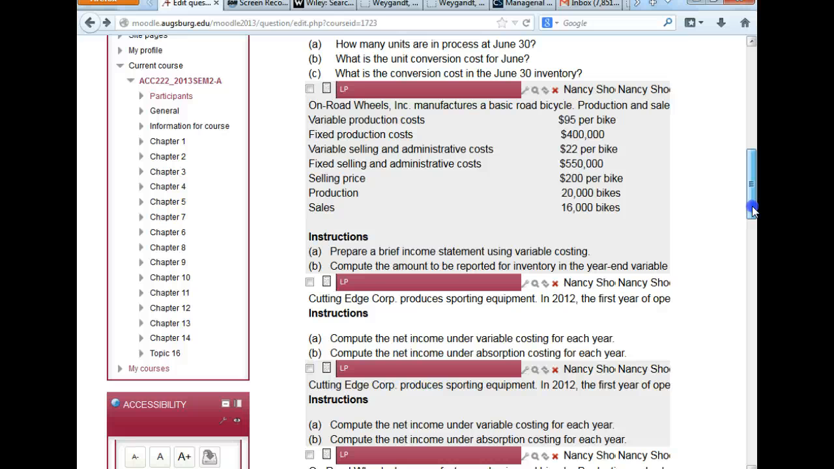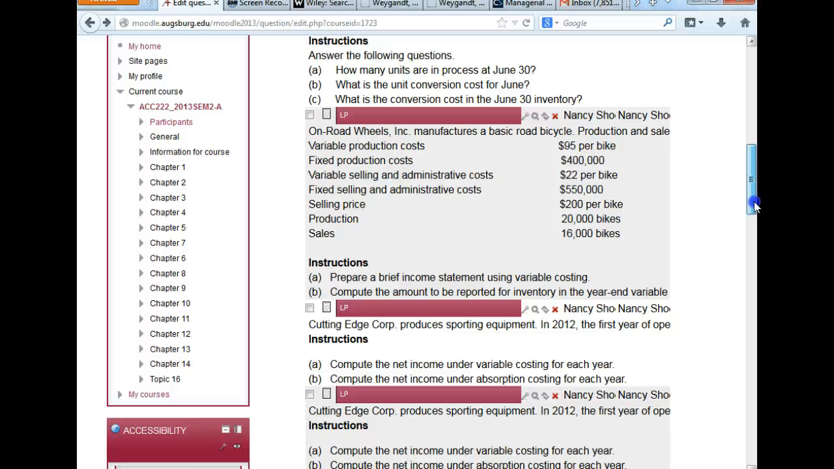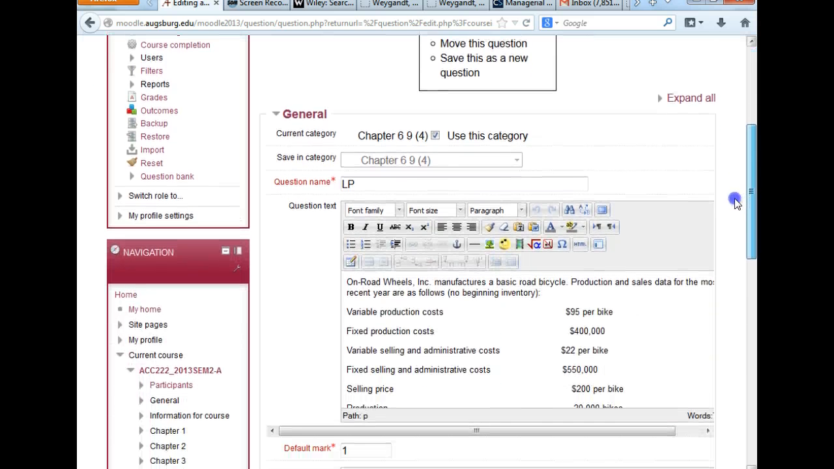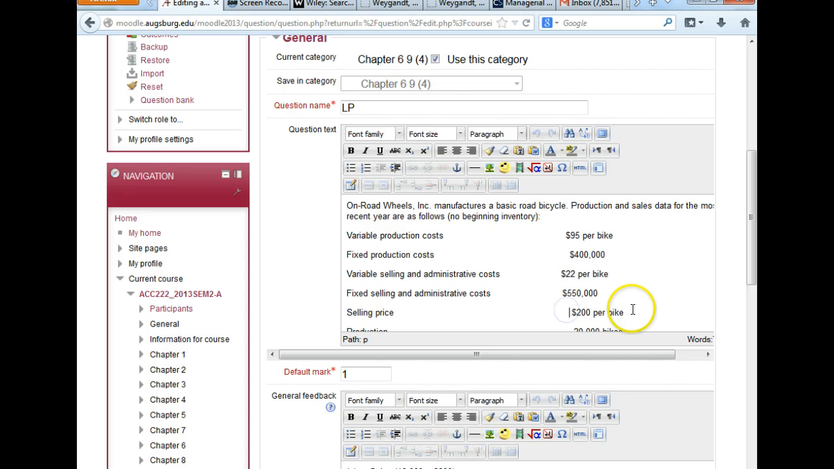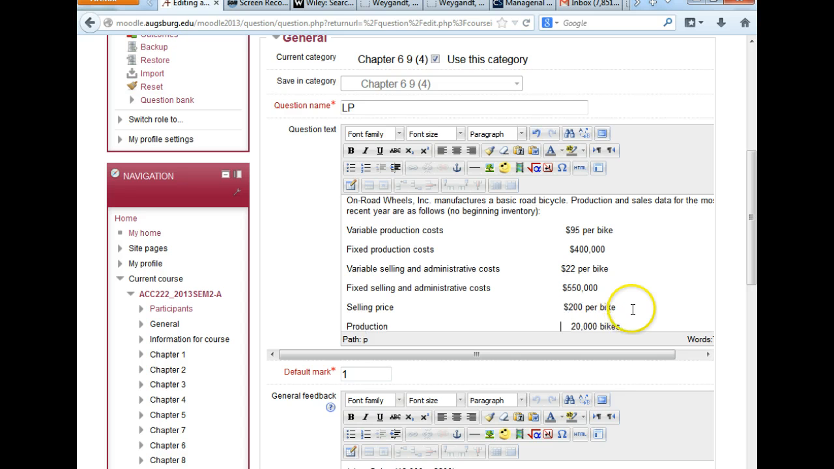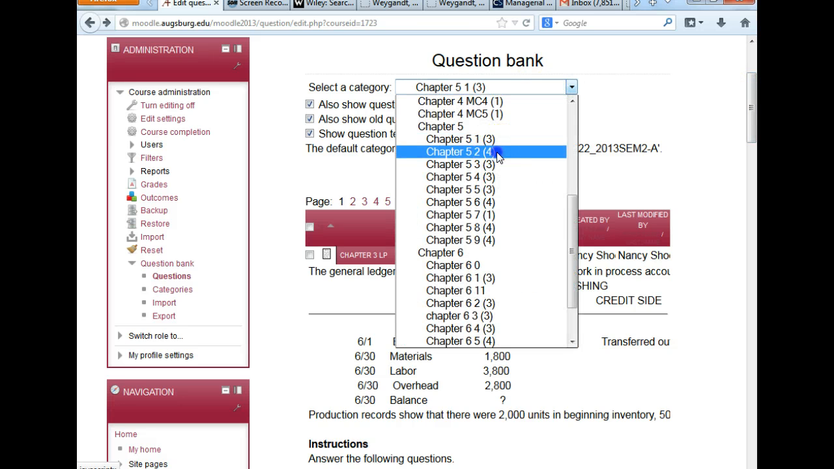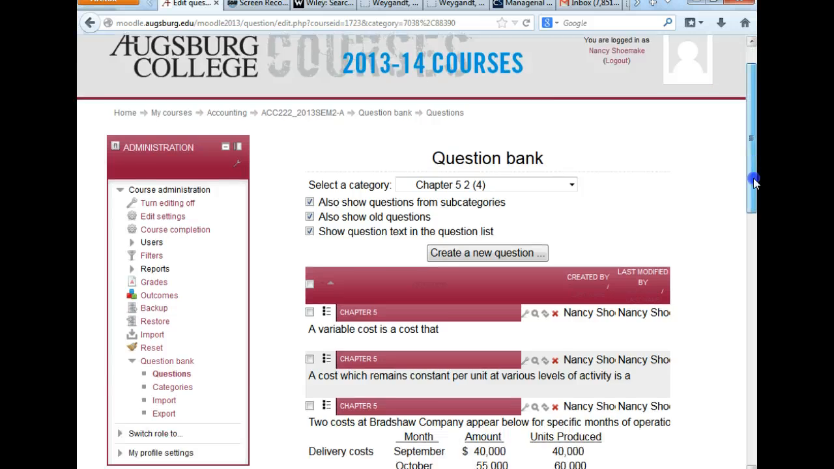Okay, let's look at this one, guys. Let's do an income statement by using this variable costing. So here we've got variable production costs of $95 per bike, fixed production cost of $400,000. Then we've got... It's a chapter 6 question. We'll go, I promise you, we'll go over some of these when we hit 6.